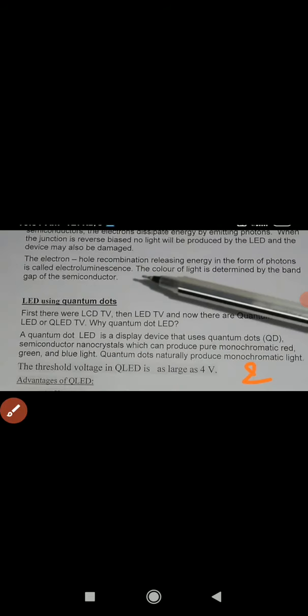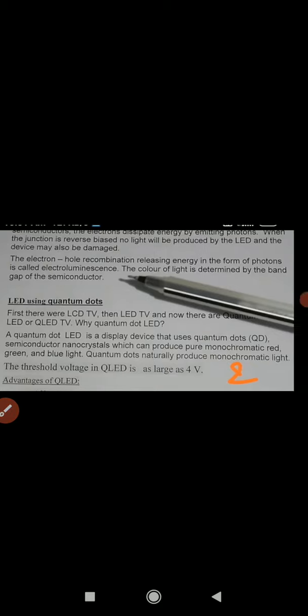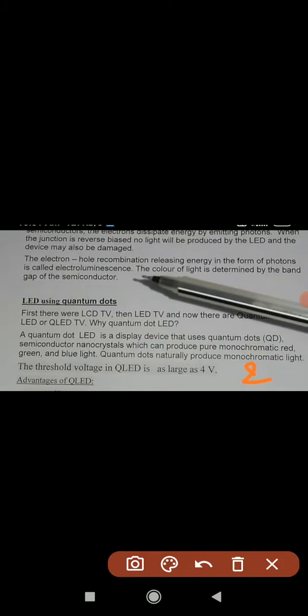Next, LED using quantum dots. First there were LCD TVs, and after that in the market we now have LED TVs also, where we use quantum dots. In LED display devices, quantum dots are semiconductor nanocrystals which can produce pure monochromatic red and green light. Quantum dots naturally produce monochromatic light. Like that, they produce these colors, and they will behave like what?